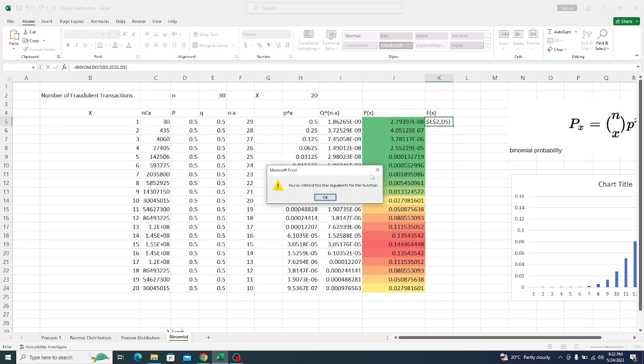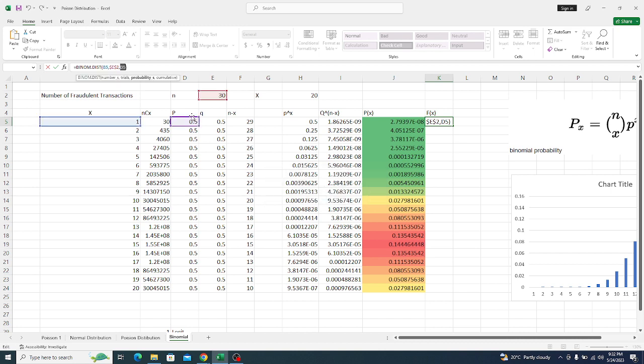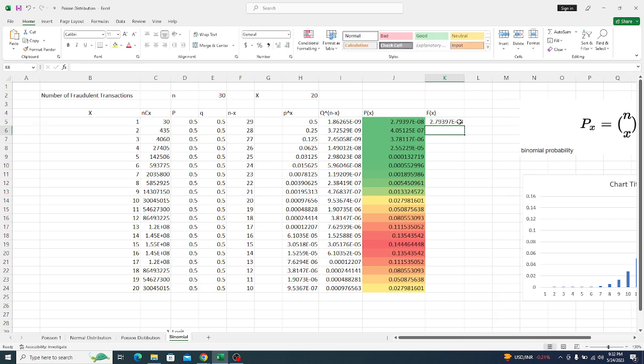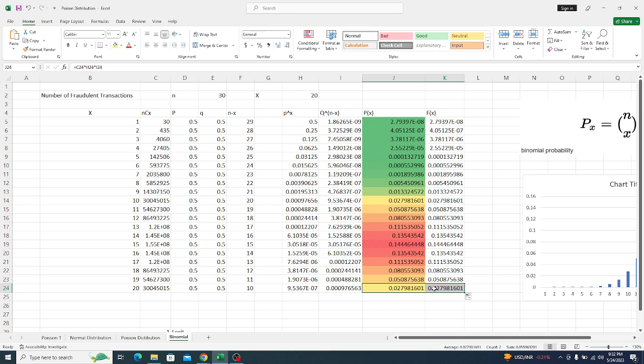I've entered few arguments. Then comma, we need, comma, then I need the probability mass function, and then run. Okay, if I run, I'm going to get what? You can see I'm getting the same values.